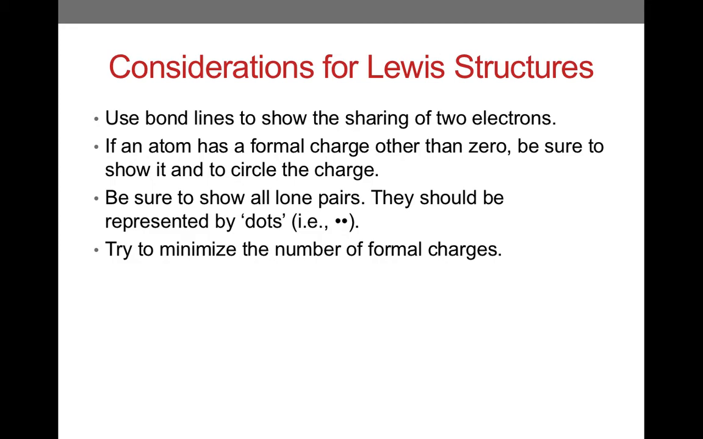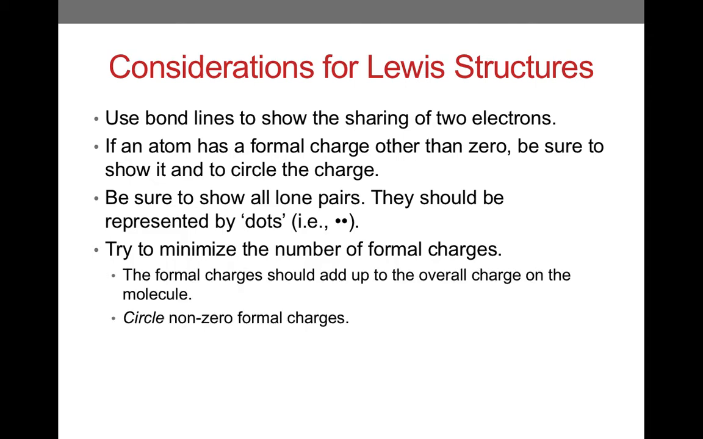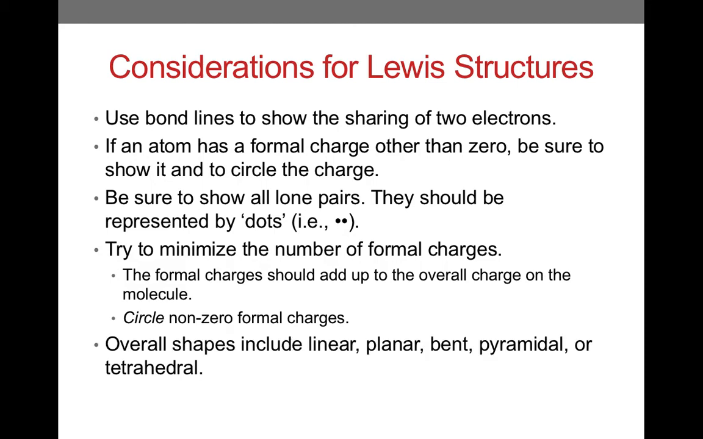Good Lewis structures typically try to minimize the number of formal charges. The formal charges should add up to the overall charge on the molecule. Circle non-zero formal charges. Overall shapes include linear, planar, bent, pyramidal, or tetrahedral. And as a general note, third row elements might violate the octet rule.